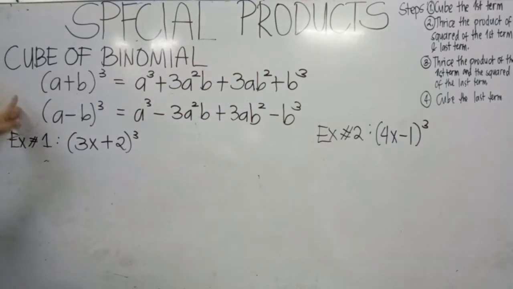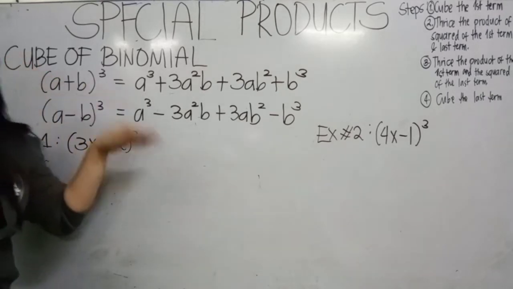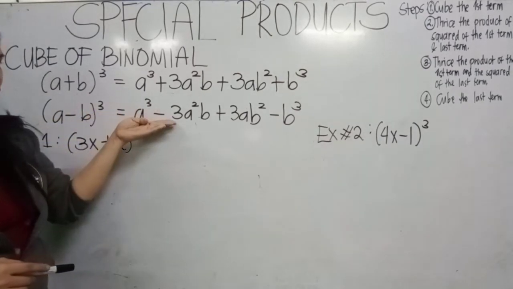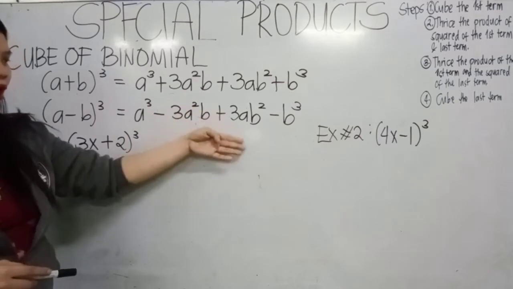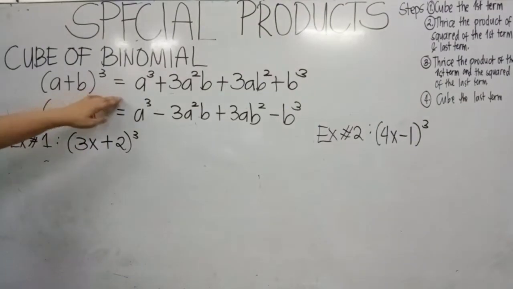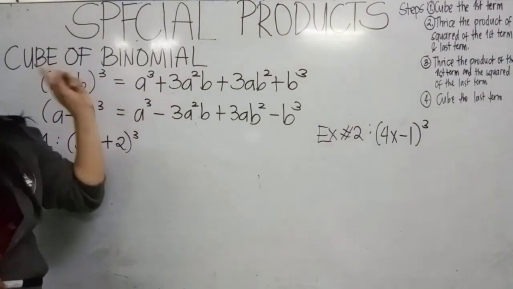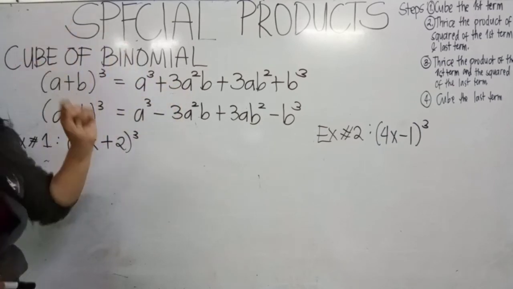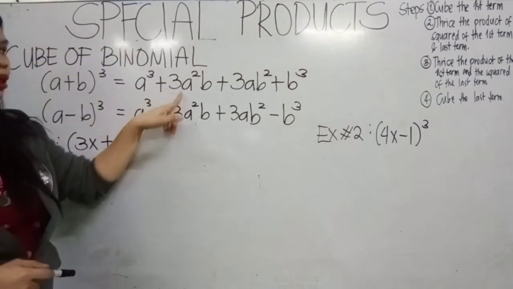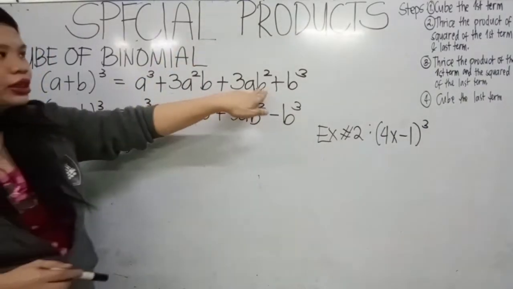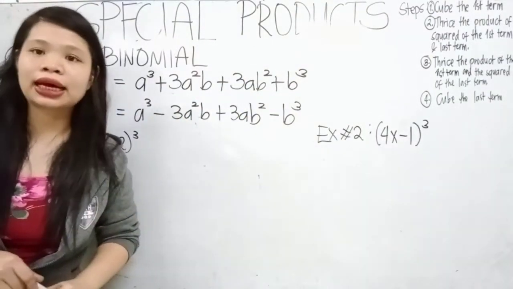Next is pag negative naman yung given example natin, alternate lang po yung sign. So positive a cube, negative 3a squared b plus 3ab squared minus b cube. Kung mapapansin nyo lang po, sa second term natin, laging nag-multiply po kay 3, tapos ang naka-raise na squared ay si a. Samantalang yung pangatlong term natin, multiply pa rin siya sa 3, pero this time, si b na po yung naka-raise sa squared.